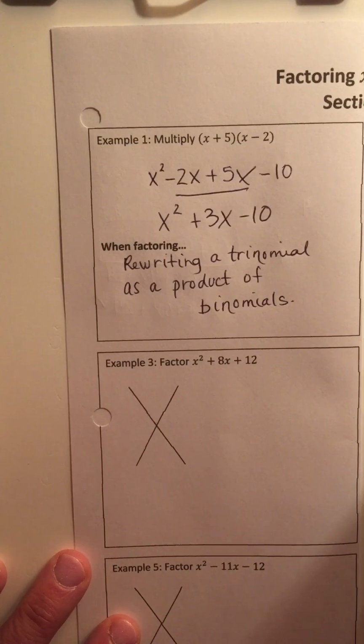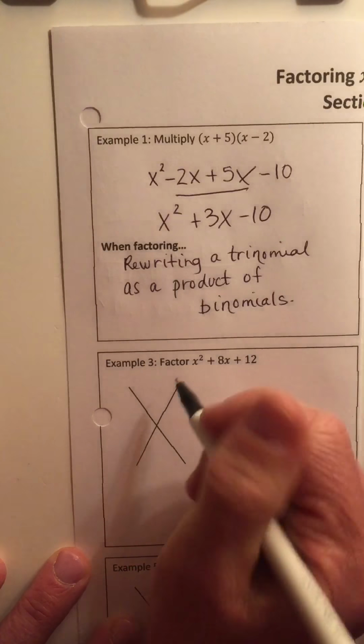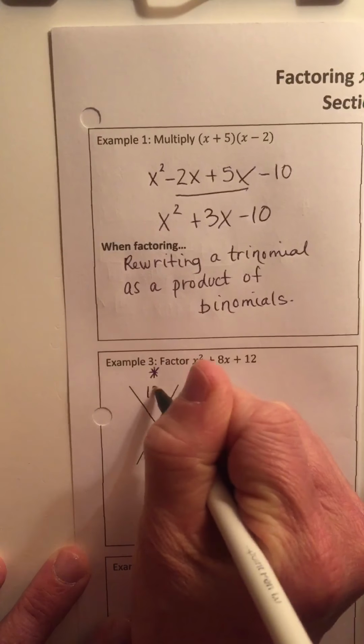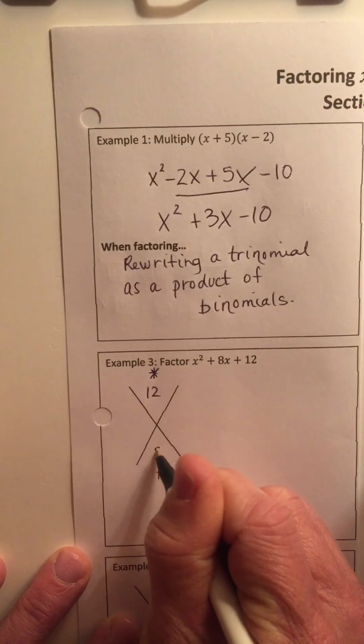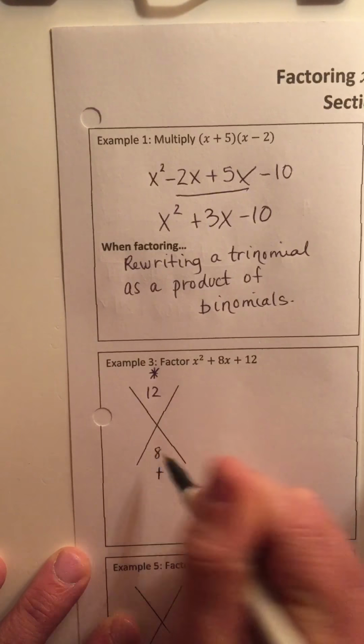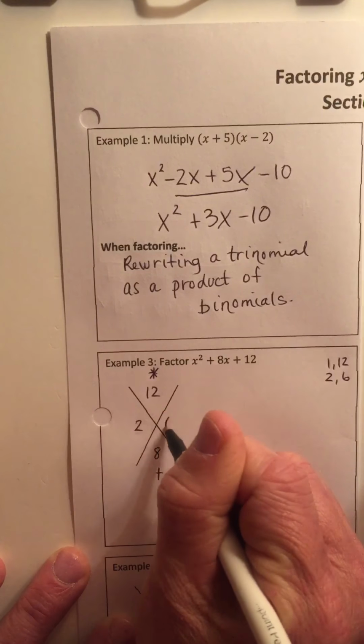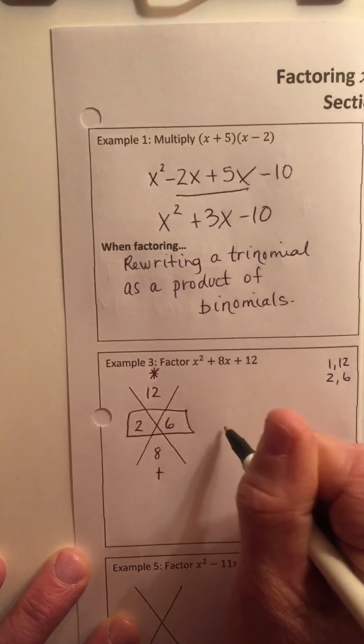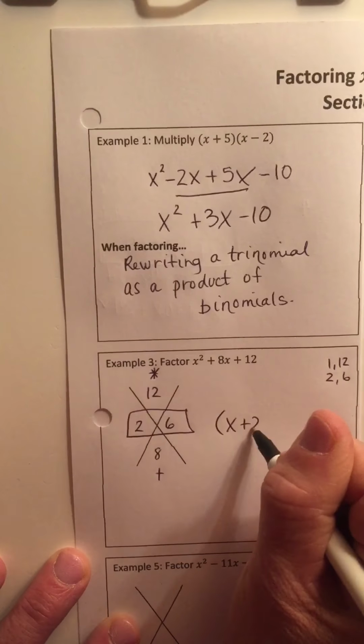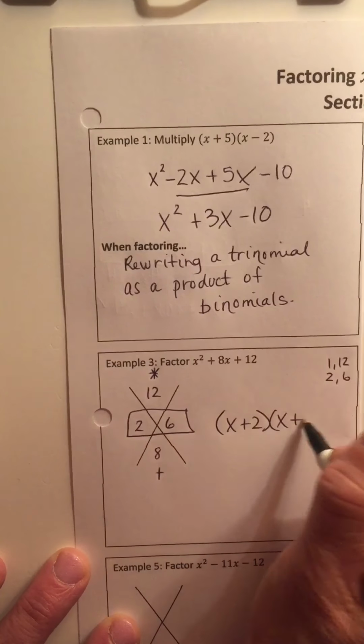Number 3, we're going to factor x squared plus 8x plus 12. So what multiplies to 12 and adds to 8? 1 and 12, 2 and 6. Already they add to 8. Our binomials are x plus 2 times x plus 6.